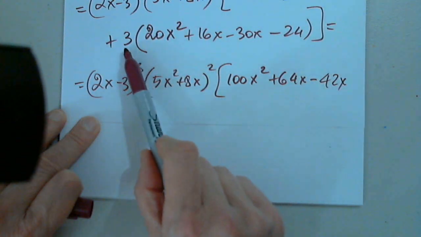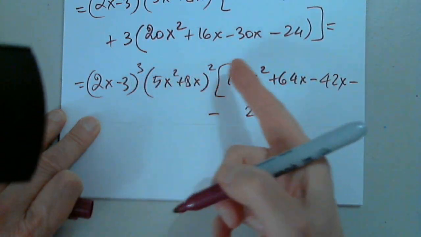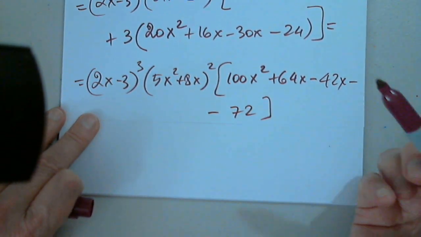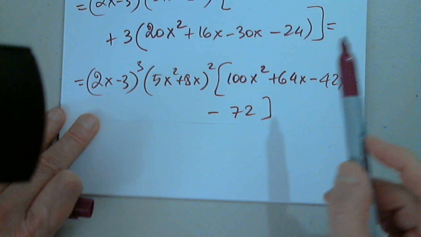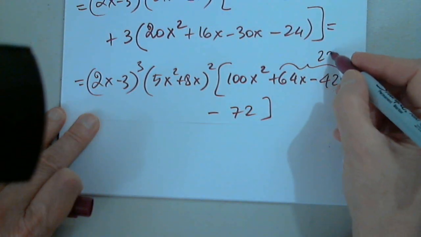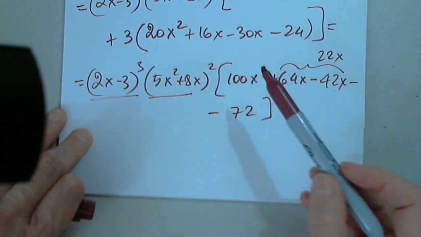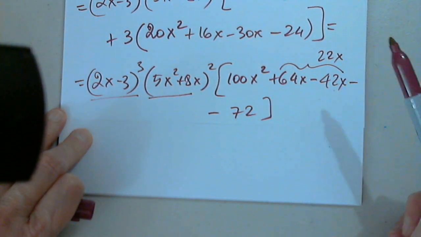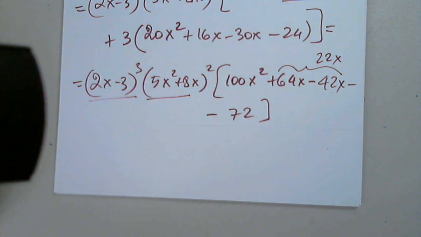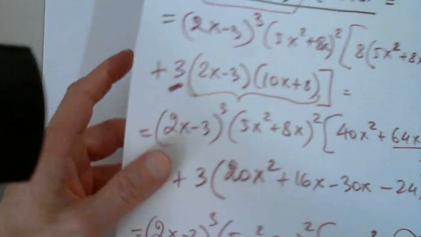And then I have this, minus 72. So I have to write one more step, simplifying this into 64 minus 42, which is 22x. And this is it. This, 100x squared plus 22x minus 72. Good. Now I would like to move on to the next concept.